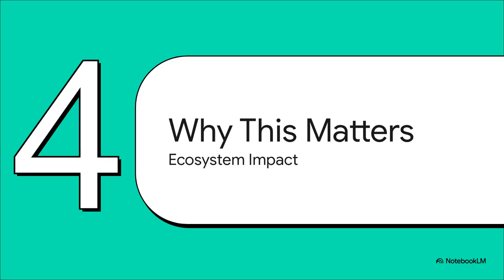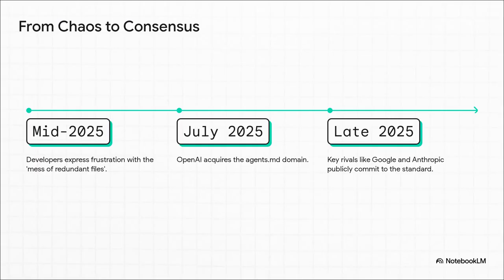So, this simple little text file, it is so much more than just a way to tidy up a project folder. Its real importance, the real game changer, is how it's reshaping the entire ecosystem for AI tools. Let's dig into why this matters so much. I mean, the speed at which the industry got behind this was just incredible. You've got developers in mid-2025 just venting their frustrations online, and then, just a few months later, all the major players had publicly committed to this one unified standard. That kind of rapid shift from complete chaos to consensus, it just shows you how badly everyone needed a solution.